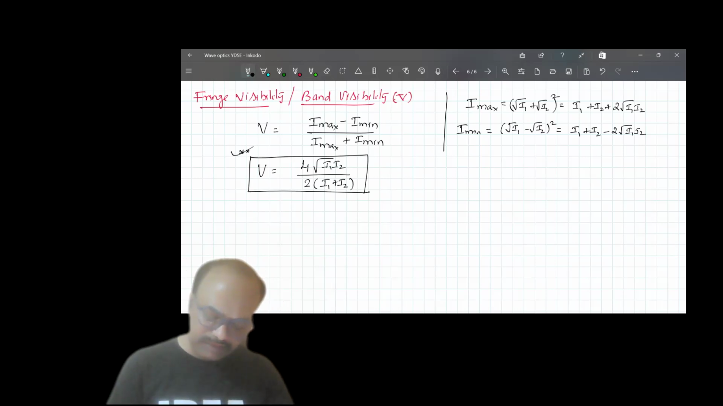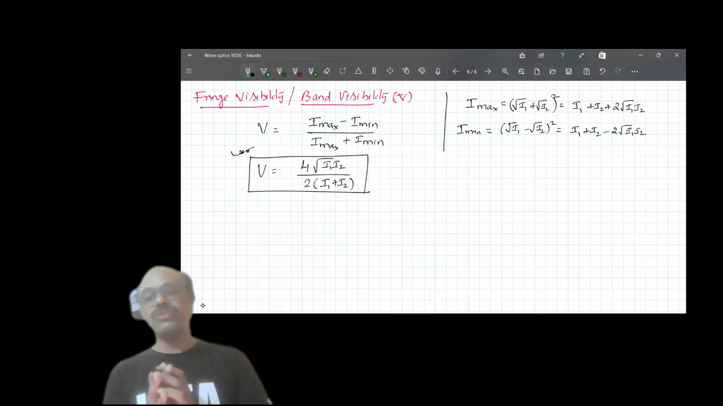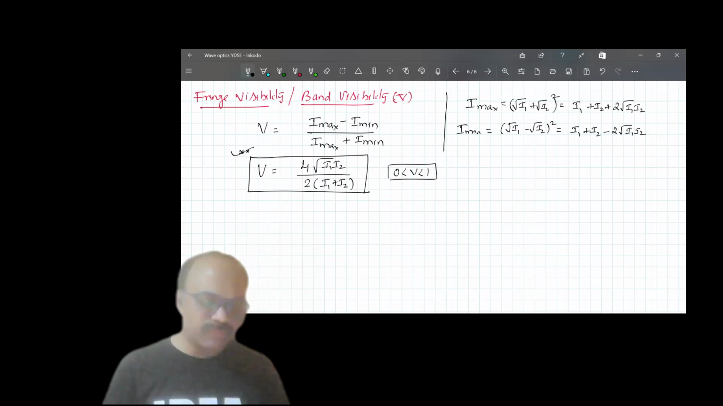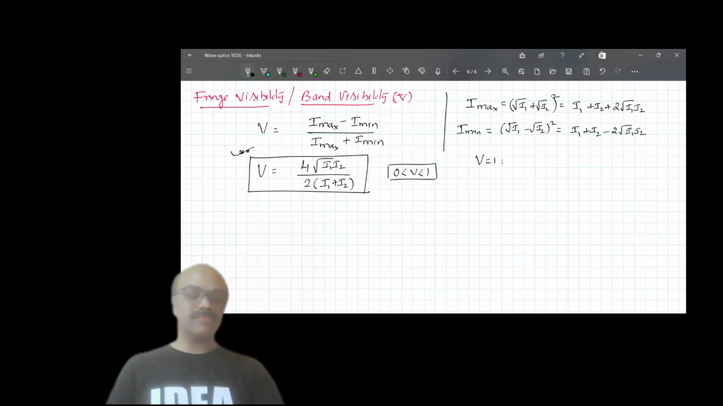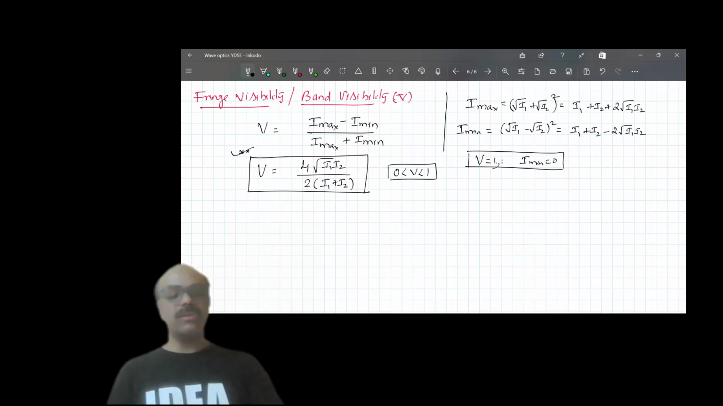Very important formula, this is also. It has no units. Why? Because it is the ratio between these two. And this value always lies between 0 and 1. When I minimum equals 0, V equals 1. Okay? So this is the way we can write.